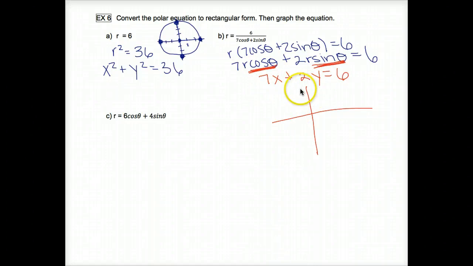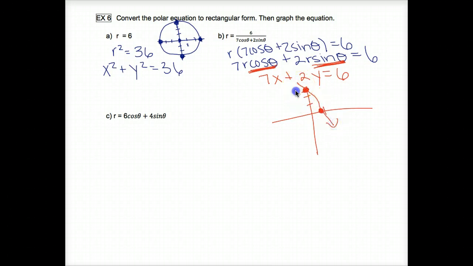Here, I think it's going to be easier to just plug 0 in for x to get my y-intercept, which is going to be 3. And then if I plug 0 in for y, then I get x equals 6 over 7. So the x-intercept is at 6/7. And so then that's just going to give me a graph.